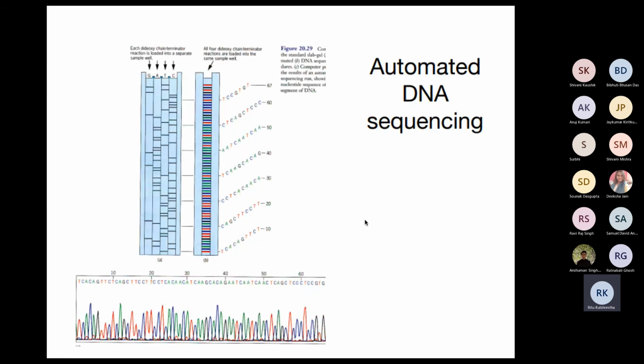So this figure also shows the comparison. In this, four different lanes were there. Here a single lane is there, and as and when the fragments pass, you can figure out which nucleotide was there in that particular position.